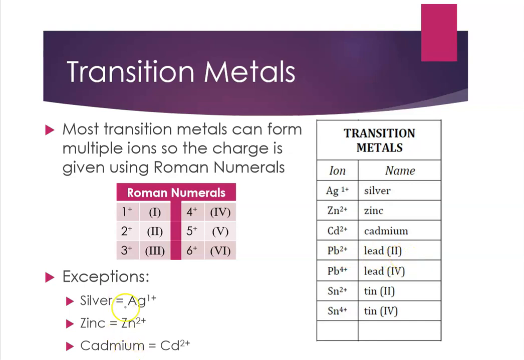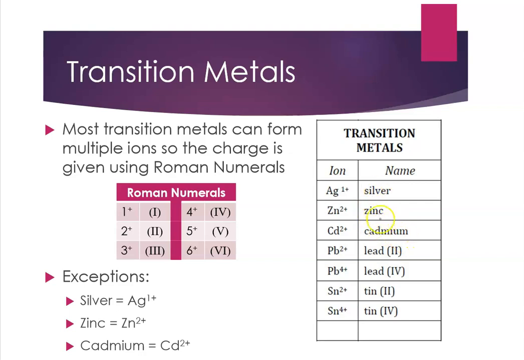There are 3 exceptions to this. Silver is always a 1+, zinc is always a 2+, and cadmium is always a 2+. So we can see here that when we write the names, we don't put anything in parentheses next to them because they only have 1 charge. You don't need to memorize these because this is on the formula sheet, the periodic table that I gave you.